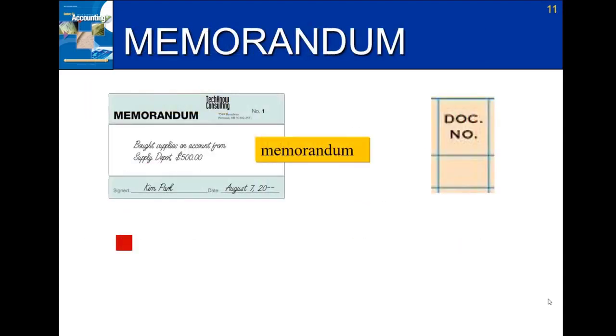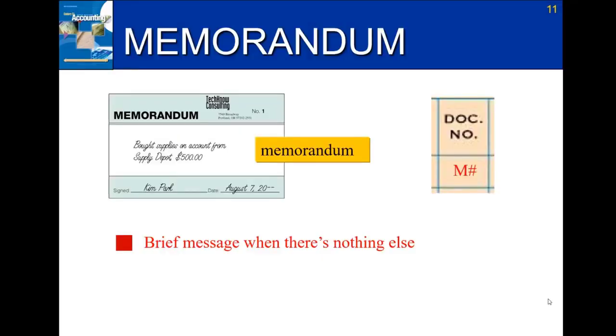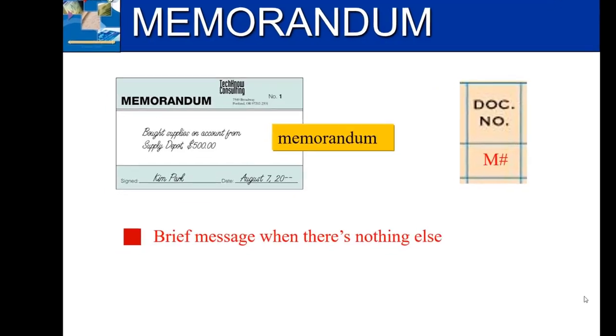Our final source document is a memorandum. Memorandums are documented as M and then the number. So this one would be M1. And they're basically a brief message or brief memo when there is no other source document to use. And they'll read exactly as a transaction that you've seen previously.